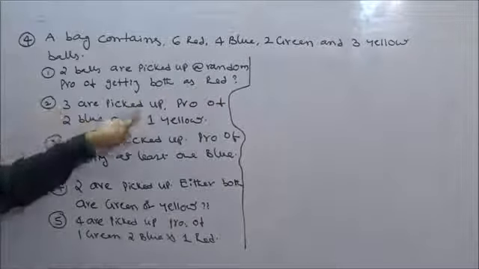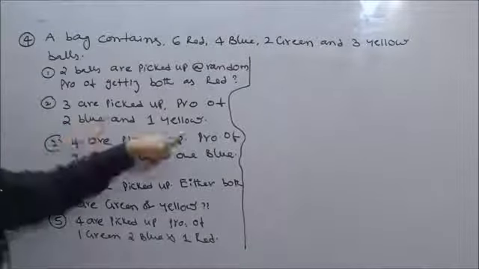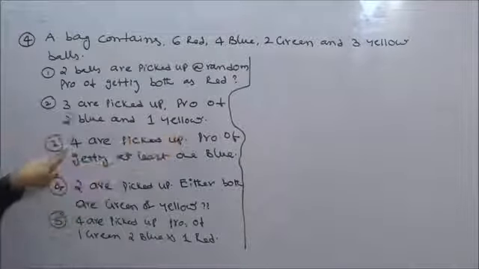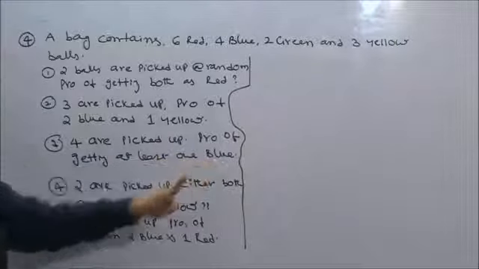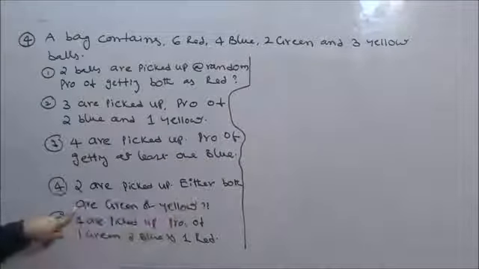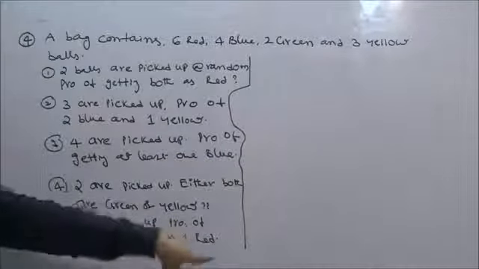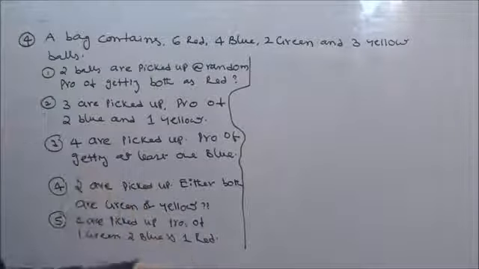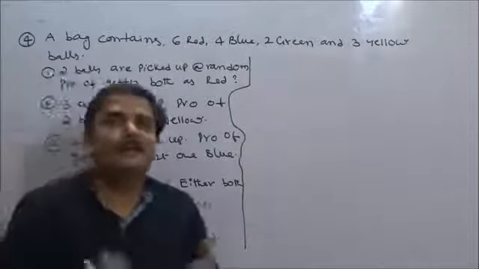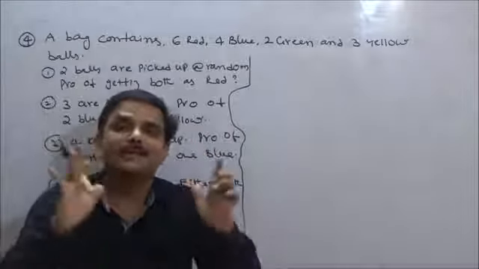3 are picked up. Probability of getting 2 blue and 1 yellow. Again the same thing, easily. 4 are picked up. Probability of getting at least 1 blue. Alright. Next one, 2 are picked up. Either both are green or yellow. Next 4 are picked up. Probability of 1 green, 1 blue and 1 red. Everywhere the logic is same.